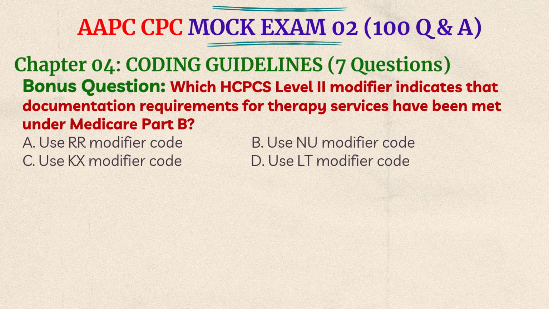Which HCPCS Level 2 modifier indicates that documentation requirements for therapy services have been met under Medicare Part B? A, use RR modifier. B, use NU modifier. C, use KX modifier. D, use LT modifier. So you have to take the HCPCS Level 2 code book. On the second page, you will find this modifier.